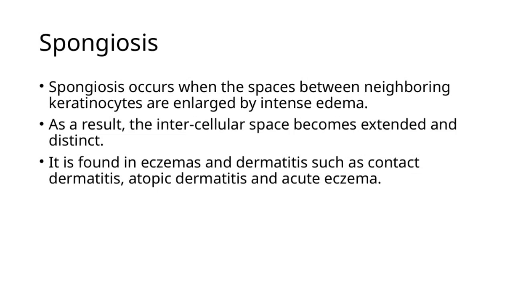Let's talk about spongiosis, which is a key feature we see in certain skin conditions. It occurs when the spaces between neighboring keratinocytes, the main cells in the outer layer of the skin, become enlarged due to intense edema. Essentially, this means that fluid builds up and causes these gaps to widen. As a result, the intercellular space becomes more extended and distinctly noticeable under the microscope. This process is commonly found in eczemas and dermatitis, including conditions like contact dermatitis, atopic dermatitis, and acute eczema.